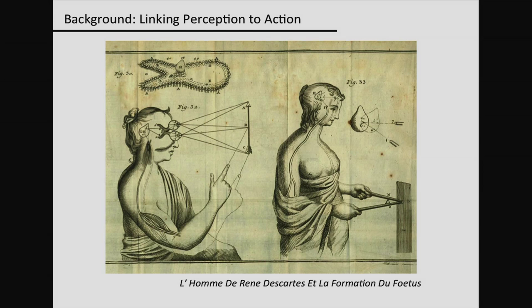So one of the basic questions that we're all interested in is understanding how behavior is generated within the brain. How is stimulus information processed to form a percept, and how is this percept then used to drive a decision which is ultimately executed as an action?